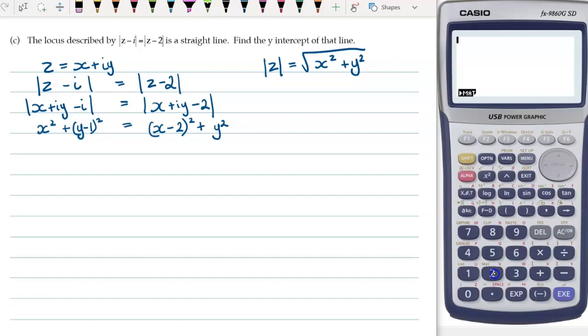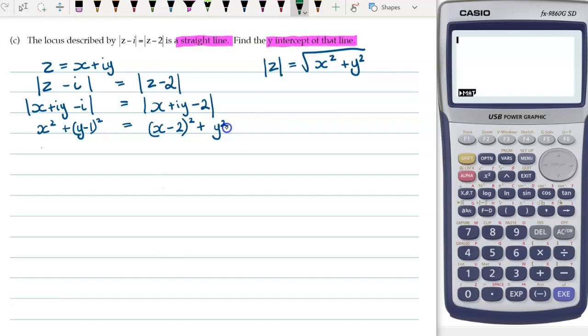Now we need to work through this so that what we're aiming for is to get the equation of a straight line. That's what it means when we are describing this locus, and also we're given this information here that we need to find the y-intercept of that line, so that gives us a clue also that we're going for a straight line. So what I'm going to aim for is to put this algebra that we currently have down here into an equation that is y equals something.